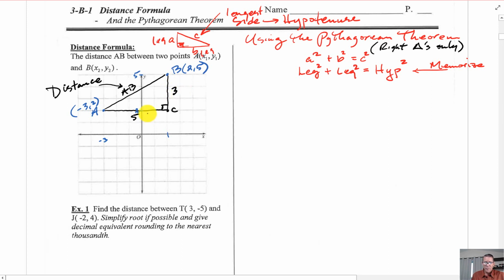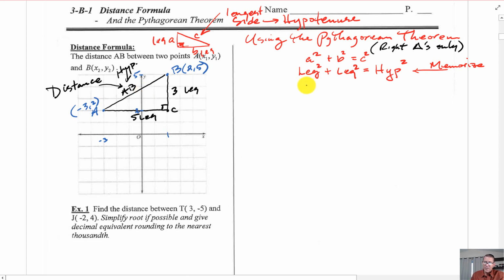So here we go, starting with the legs. So again, this is called a leg, and this is called a leg. The two shorter sides are called legs, and the hypotenuse right here, AB, is the longest side.